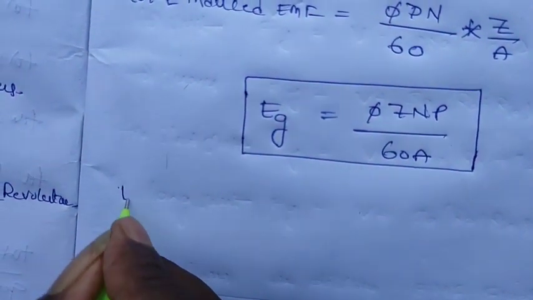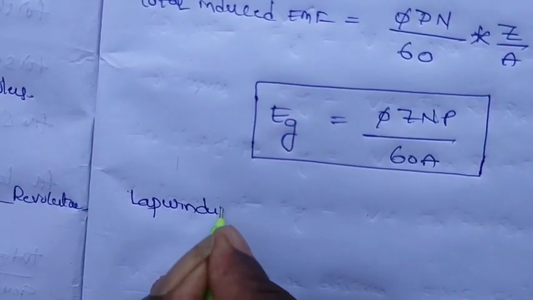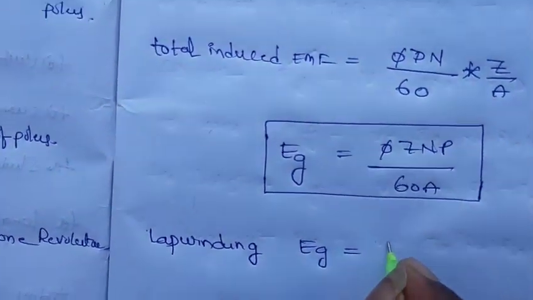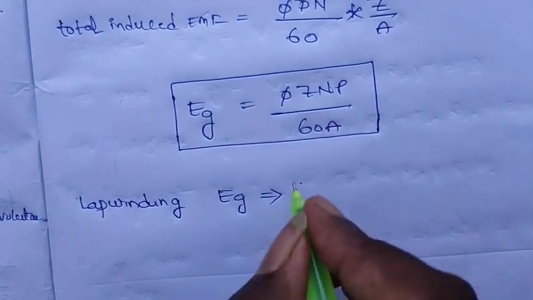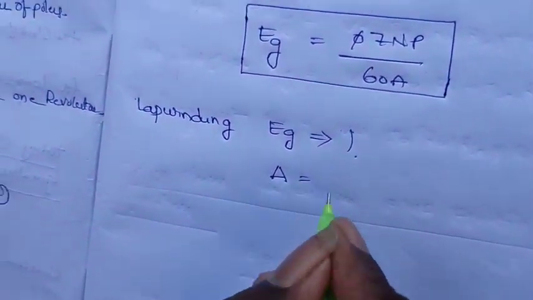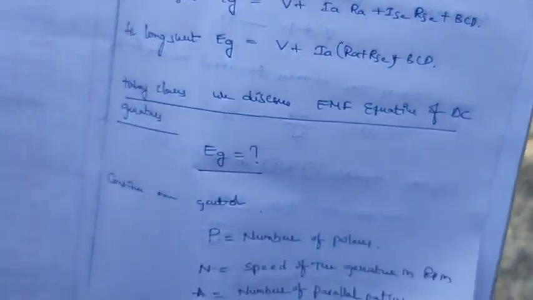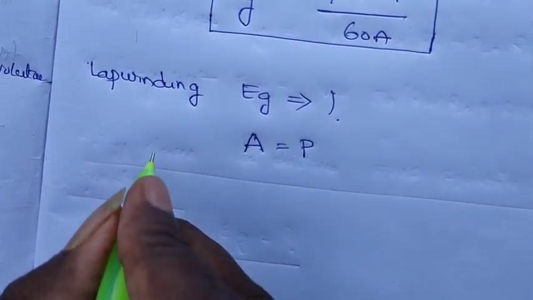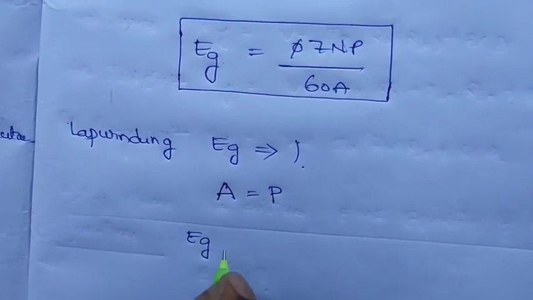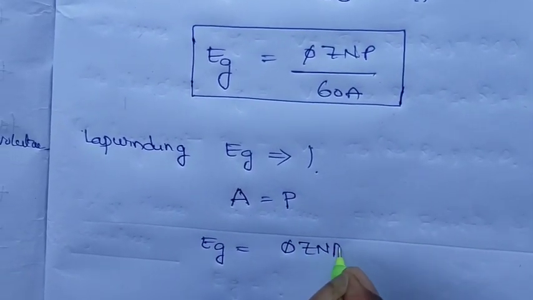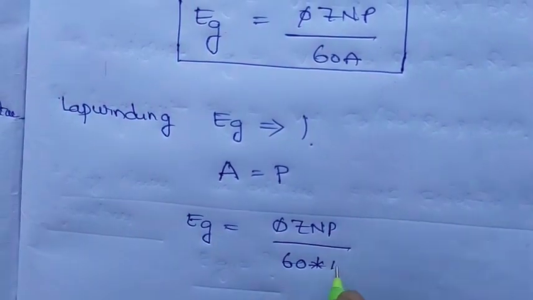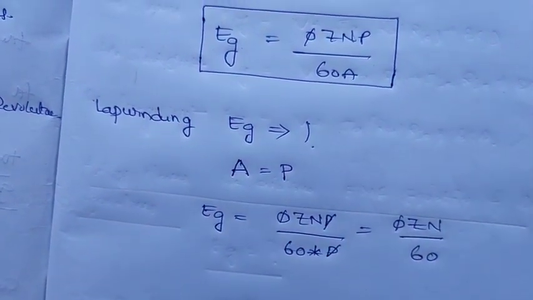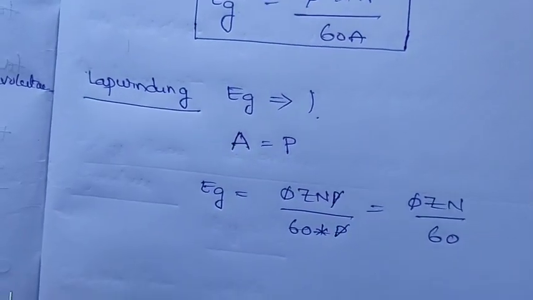We have two types of windings. First one is lap winding. In lap winding, the number of parallel paths equal to P, that is A equal to P. So substitute A equal to P in the above equation. Eg equal to φZNP by 60P. So P gets cancelled, that is φZN divided by 60. This is for lap winding.